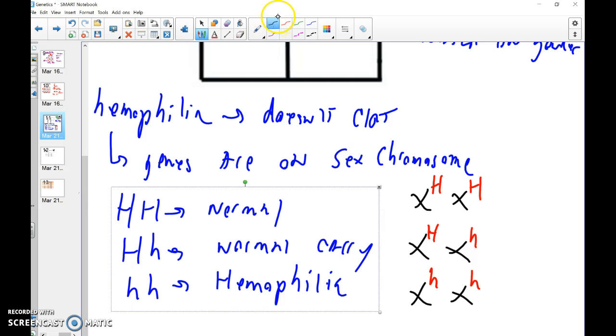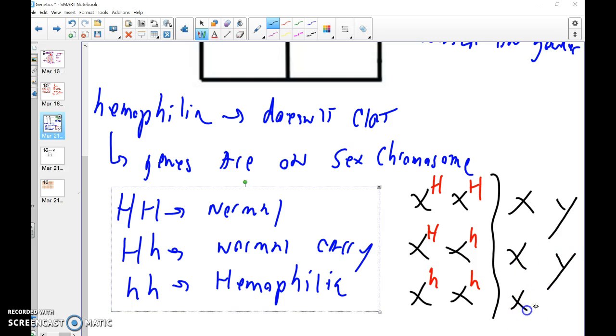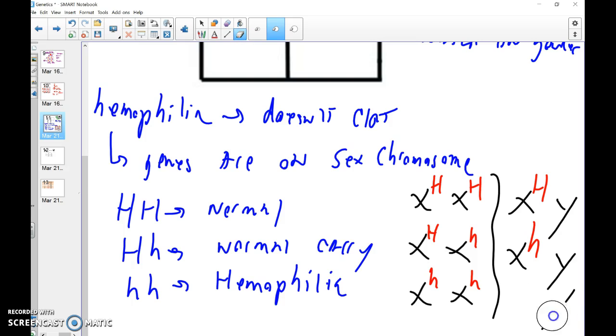But if you're a male, you are XY. And what happens is, for a male, you carry a big H on your X chromosome and nothing is carried on your Y chromosome. Or you carry a little h and nothing is carried on your Y chromosome. And this creates a problem because males can't carry it. They can't hide it.